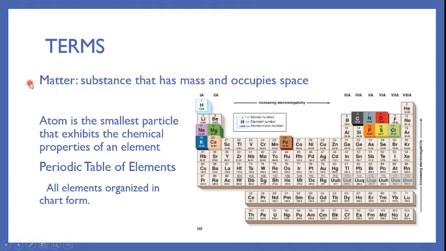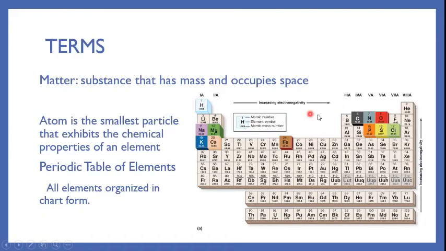Let's go over some terms first. Matter is a substance that has mass and occupies space. An atom is the smallest particle that exhibits the chemical properties of an element. We have the periodic table of elements, which neatly organizes all of those elements based on their weight. The lightest and the smallest is hydrogen. Then we have a helium atom.